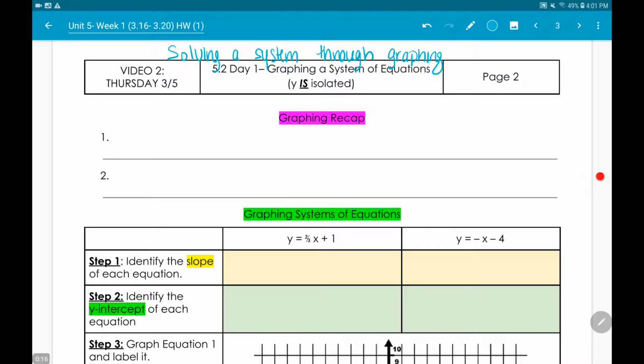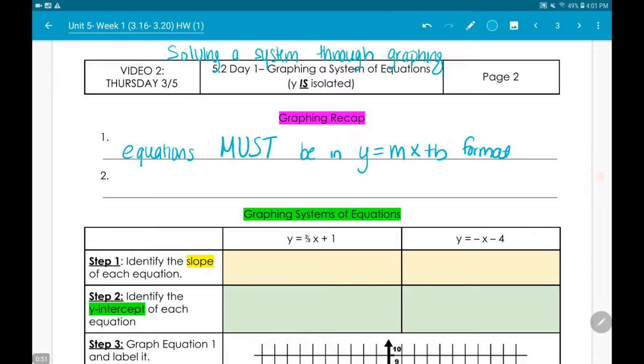All right, so just a little graphing recap. What are some important things when we're graphing? So number one, the big thing, equations must be in slope-intercept form. So they must be in y equals mx plus b format. If they are not y equals mx plus b, then that's another conversation. But they must be in that form before graphing.